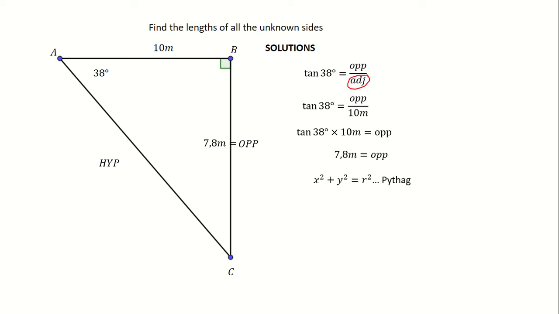Now I'm left with my hypotenuse. To solve for it, I'm going to use the theorem of Pythagoras, which states that the hypotenuse squared equals the sum of the squares of the other sides. So I take 7,8 squared plus 10 squared, which gives me r squared, my hypotenuse. R is the square root of 100 plus 60,84, and my r will be 12,68, which is my hypotenuse.